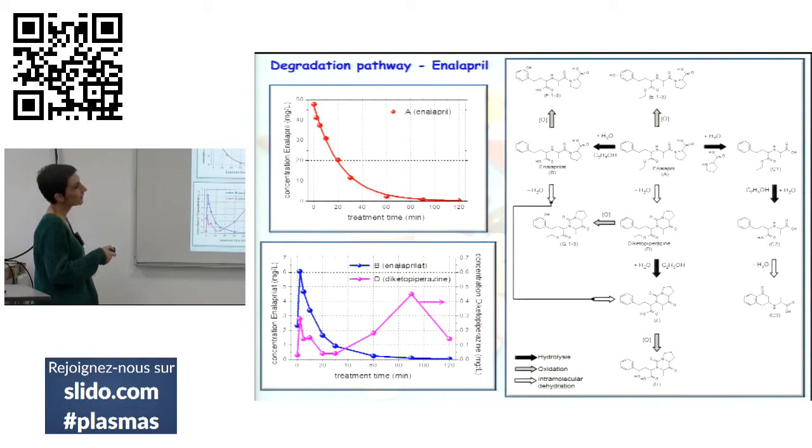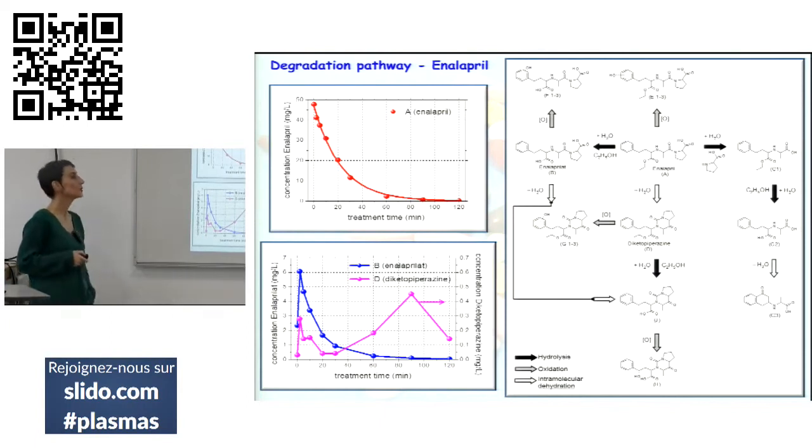There is hydrolysis to yield enalaprilat, and then intramolecular dehydration to yield this diketopiperazine, which is a quite common degradation product of enalapril. And then there are also some other pathways. We have oxidation here, and again hydrolysis and so on.